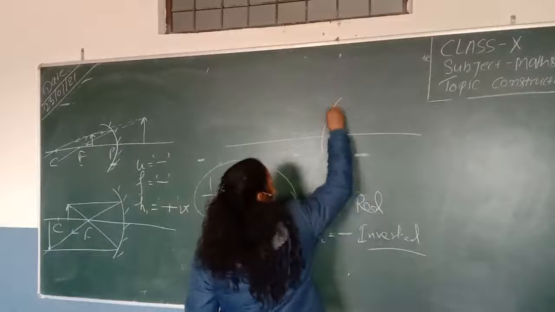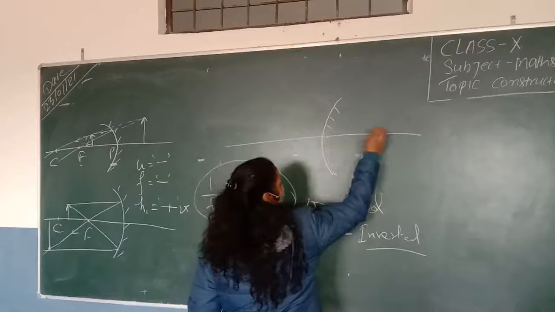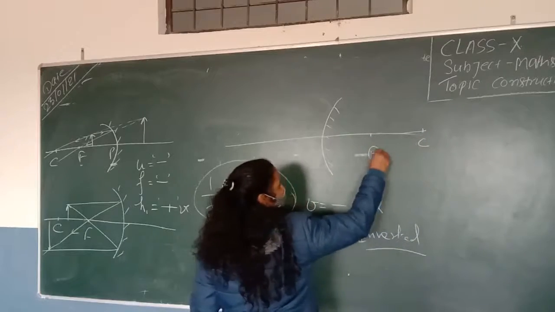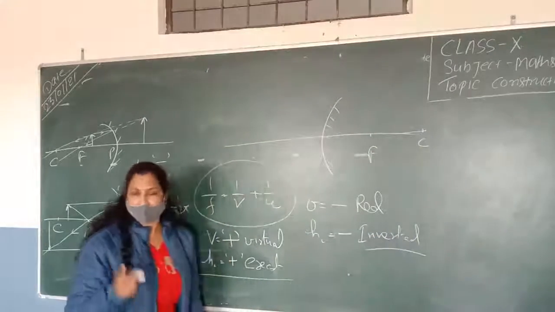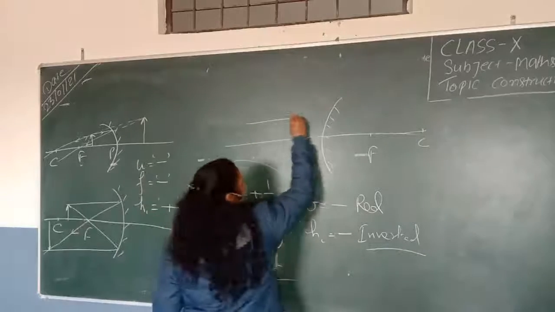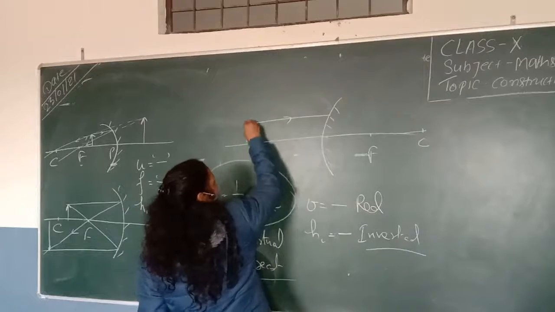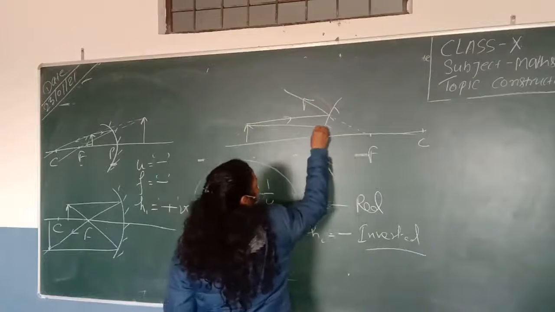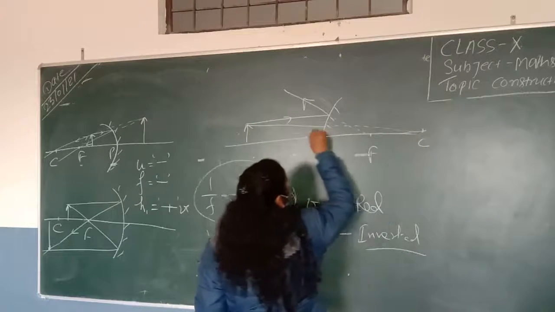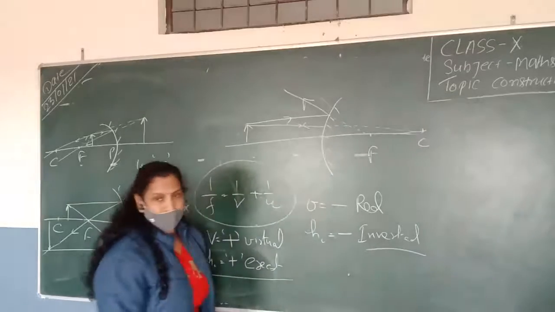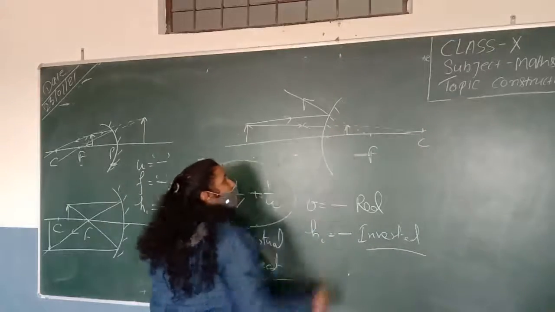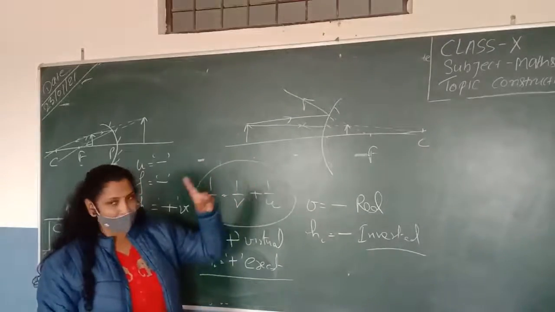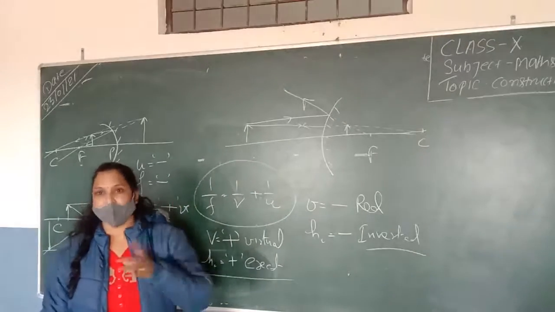This is a convex mirror, which is bulging outside. So the C is always here, F is always here. The image formed by this convex mirror is always like this: the ray coming parallel diverges from the focus, and the ray which is coming towards the center of curvature passes straight on its path. So they always meet here. This is the only condition for the convex mirror. So this convex mirror always forms an erect and virtual image.